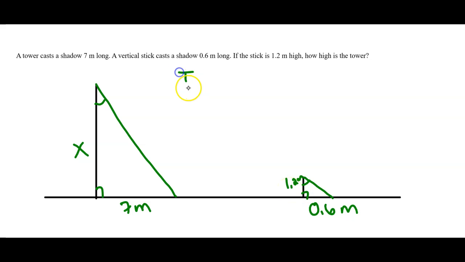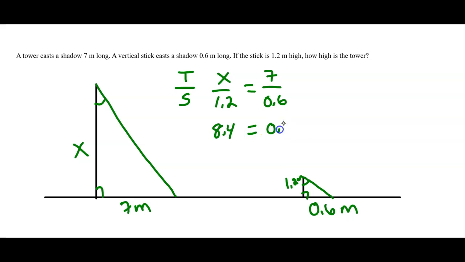So I'm going to put the tower over the stick here. So we've got an x. It corresponds to the height here of 1.2, and that equals the shadow length of the tower, 7, over the shadow length right here of 0.6. Cross multiply and solve. So this should give me, I think, 8.4 is equal to 0.6 times x. Divide both sides by 0.6, and so I get 14 is equal to x.